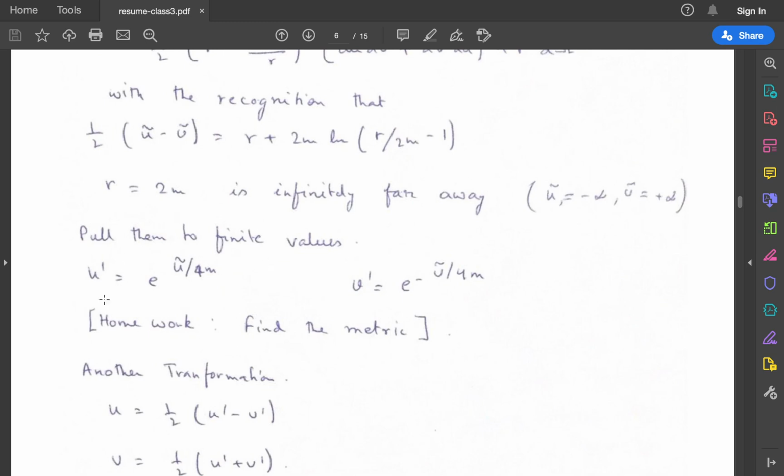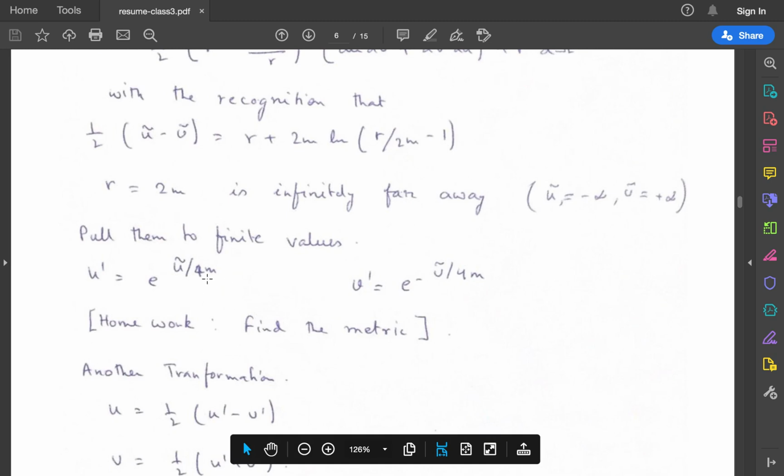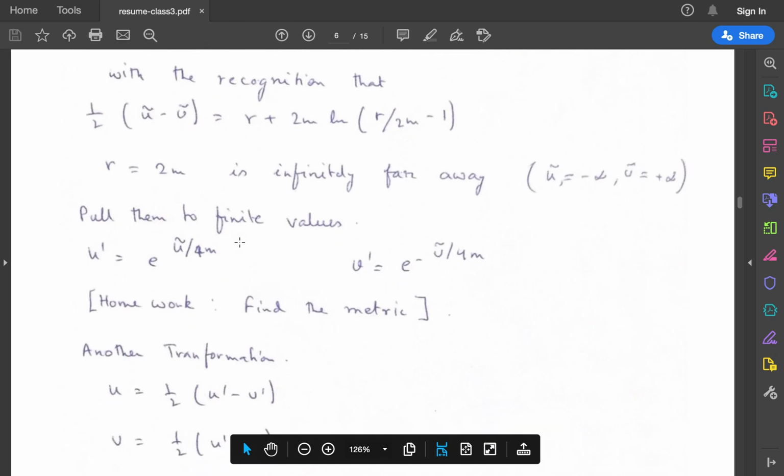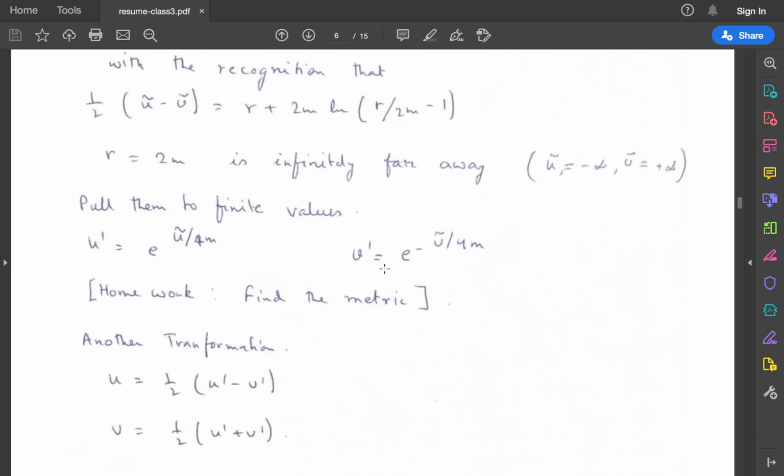We can do that by defining u prime as exponential of u tilde by 4m, and v prime equal to exponential of minus v tilde by 4m. If you do that, you have to find the metric and see that with this change you have some metric, and the infinities are not far away. But we are still not very good.